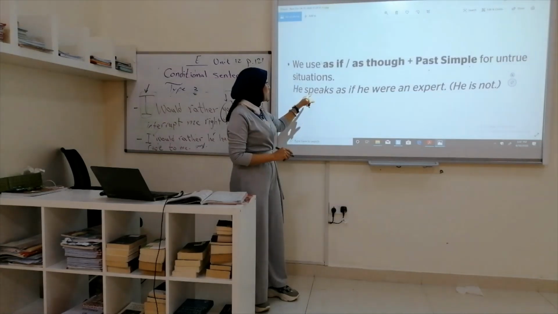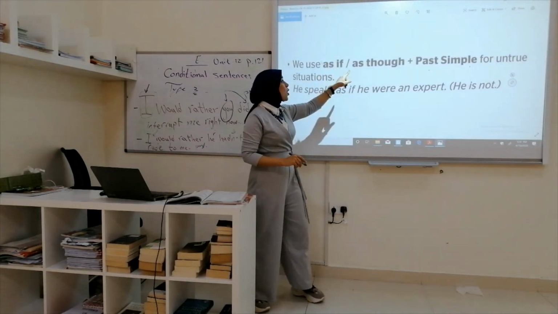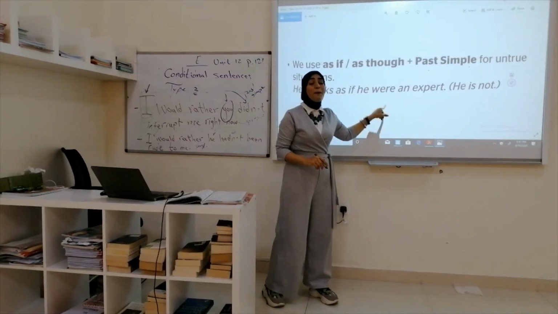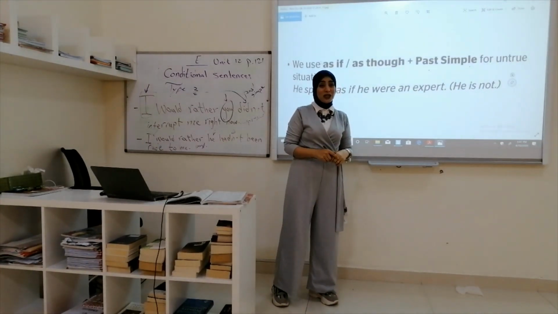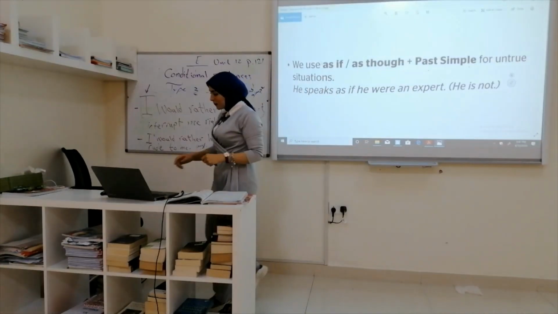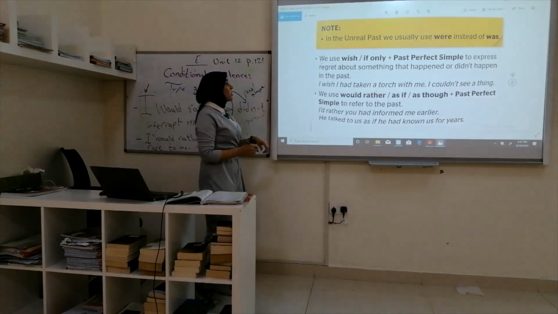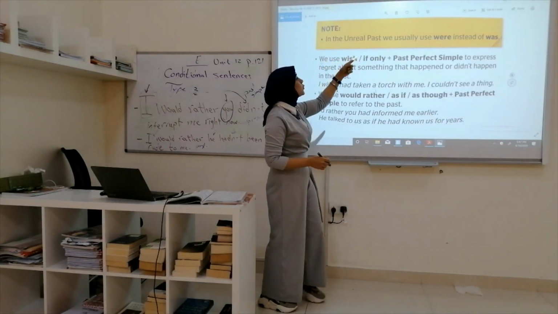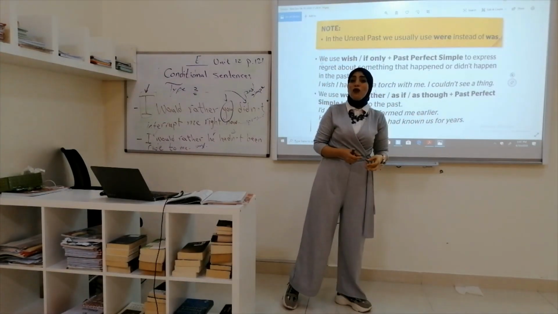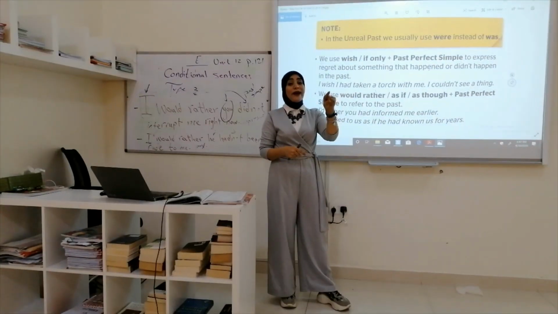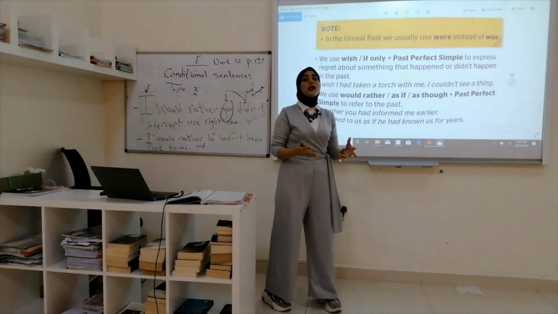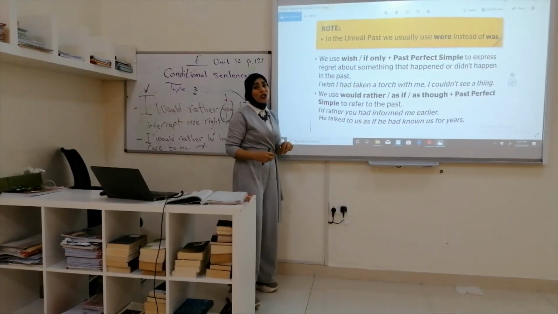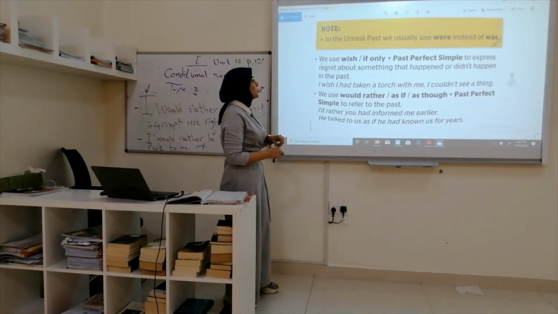So he speaks as if he were an expert. I use "as if" or "as though" plus the past simple to express what? Untrue situations. Note here that in the subjunctive past we usually use "were" instead of "was," as I said: "he were," not "he was." Why? Because it's an unreal and impossible situation, or an untrue situation.